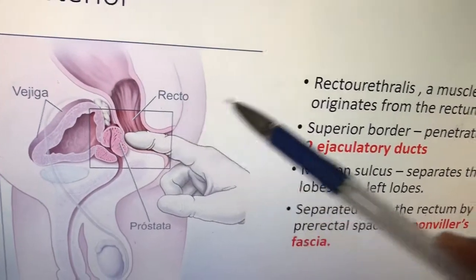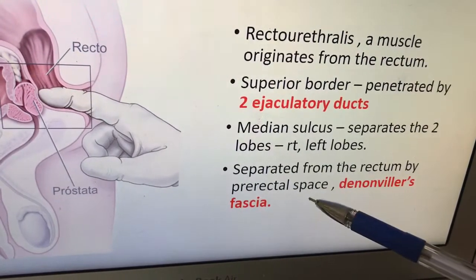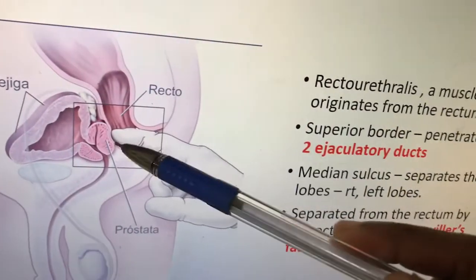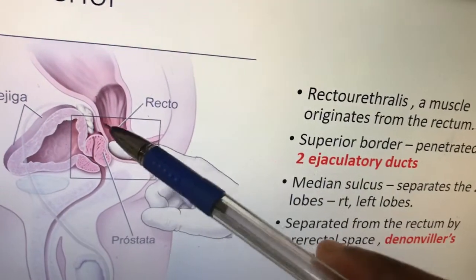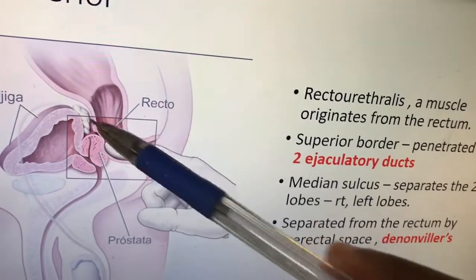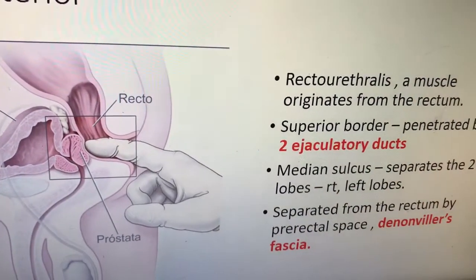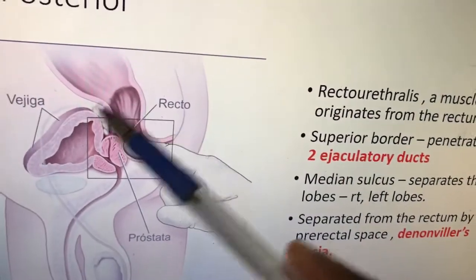So behind the prostate, one fascia is there, called the prerectal fascia, that is called Denonvilliers' fascia, which is present here. Denonvilliers' fascia. This is the space called the rectovesical space. Rectovesical, we have already seen with the peritoneum. Okay, so this is about the posterior part.